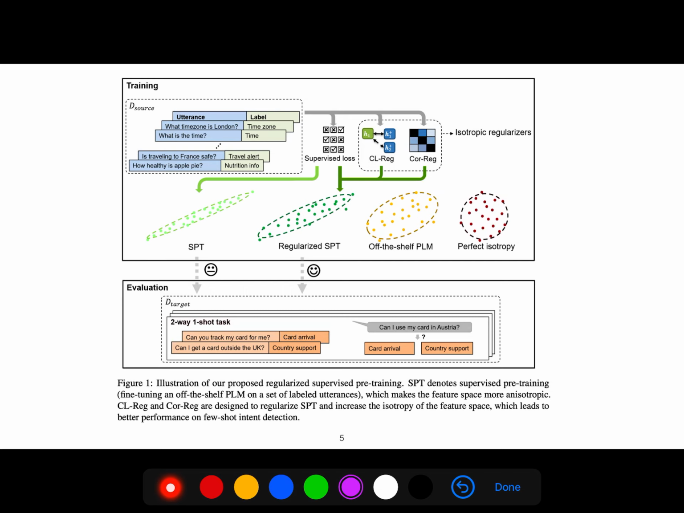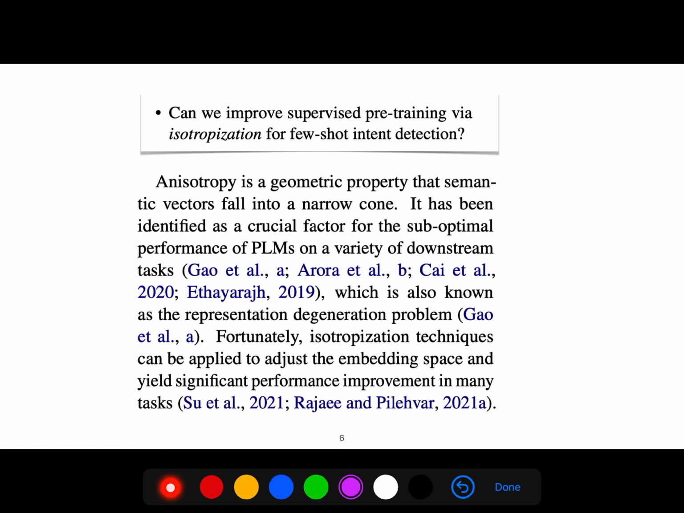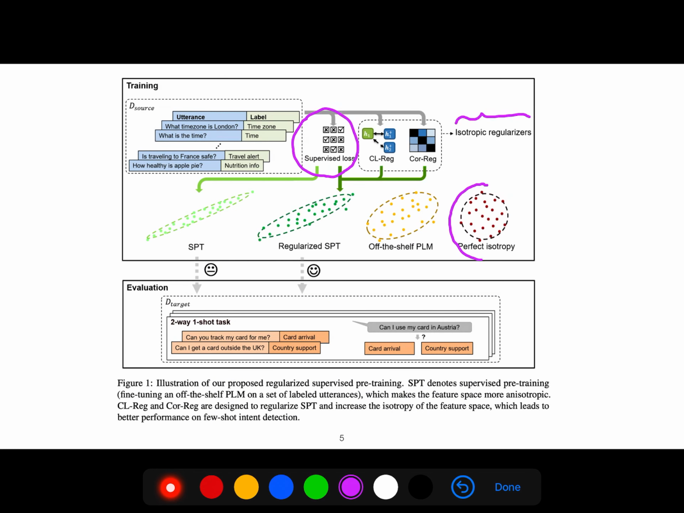So this is an illustration of our proposed regularized supervised pre-training. It denotes supervised pre-training, which makes the feature space more anisotropic, which leads to better performance in few-shot intent detection. Here we have our supervised loss, but these are isotropic regularizers. And of course, this is a perfect isotropy instead of a very narrow cone that features are inside. We have to make it like this perfect isotropy.